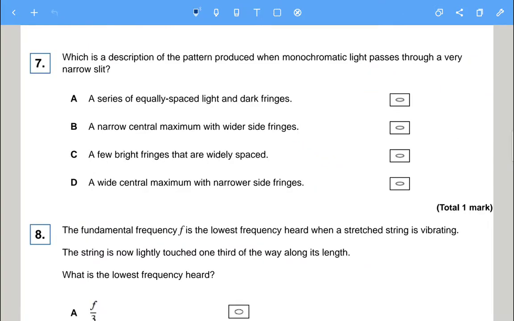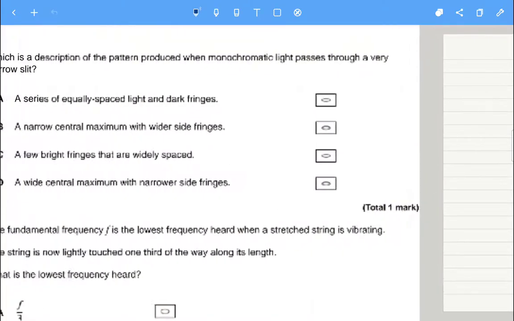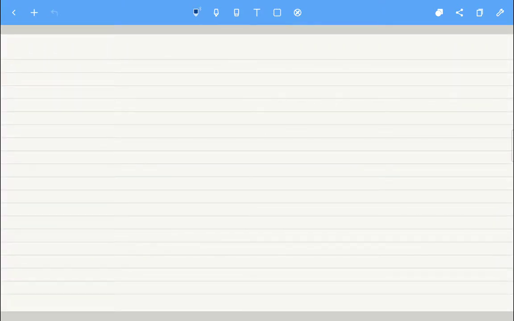So number 7 says, which is a description of the pattern produced when monochromatic light passes through a very narrow slit. So when light passes through a very narrow slit, you get D, a wide central maximum with narrower side fringes, but I'm just going to go into a bit more detail.